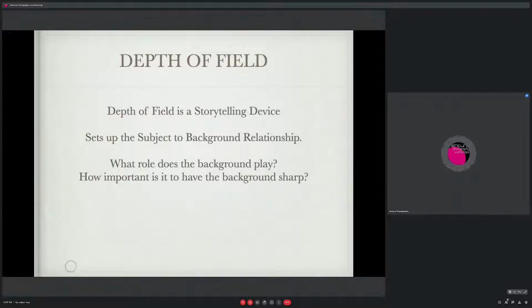The other tool of the trade, apart from light, is depth of field. Depth of field is a storytelling device because it actually establishes a relationship or lack of relationship between the subject and the background. So when you're thinking about depth of field, you've got to ask, does the background have a role to play in the storytelling process? How important is it for the viewer to be able to see the background?